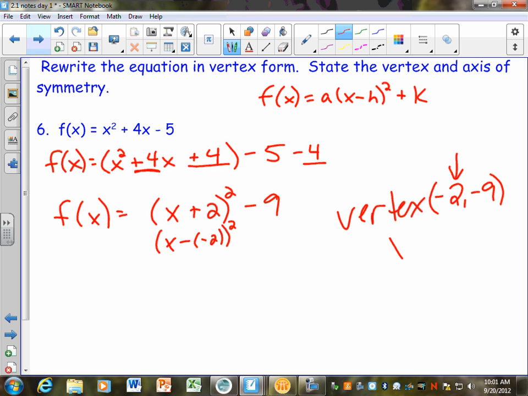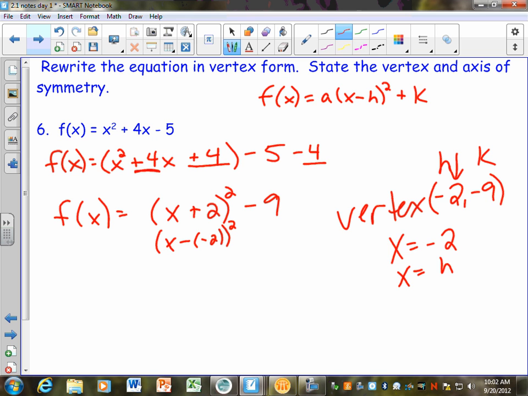Axis of symmetry is the line x equals negative 2. Right, it comes from the vertex. This is h, this is k. We wrote this out. Hopefully you wrote that out. Axis of symmetry is the line x equals h, which is the line that cuts right down through your vertex. So it's always whatever h is.